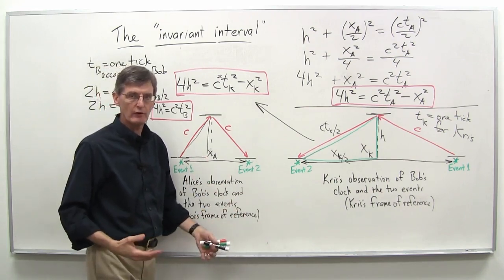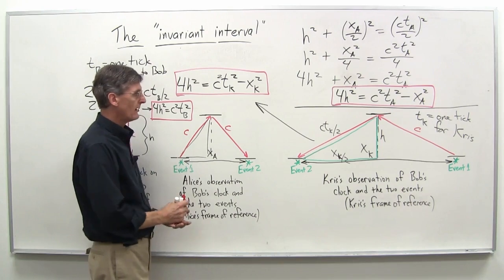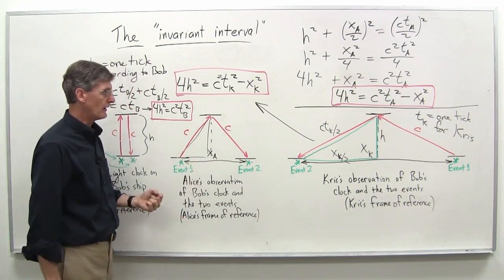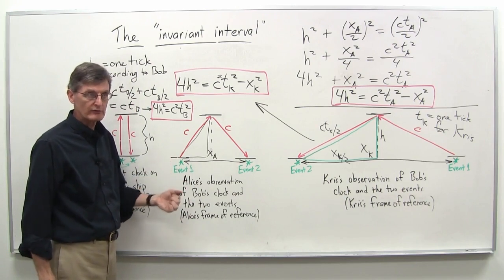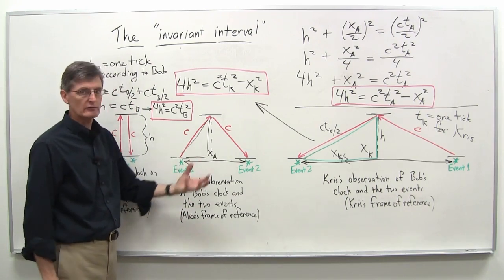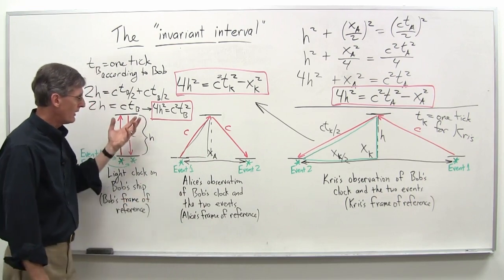It is an invariant quantity. It's called the invariant interval. And as I mentioned previously, it will be a very useful quantity when we look at the Lorentz transformation, or when we want to actually derive the so-called Lorentz transformation. What about Bob, though, here?